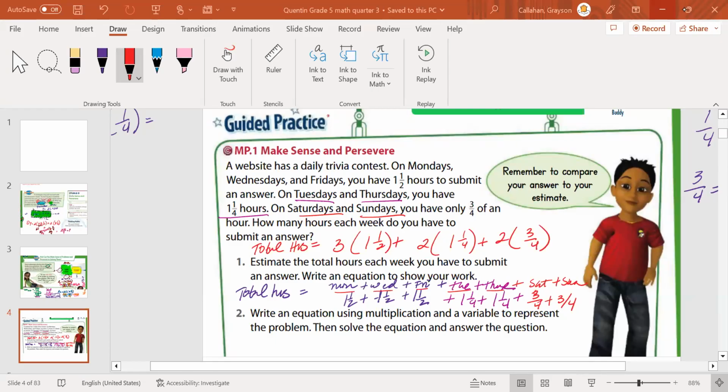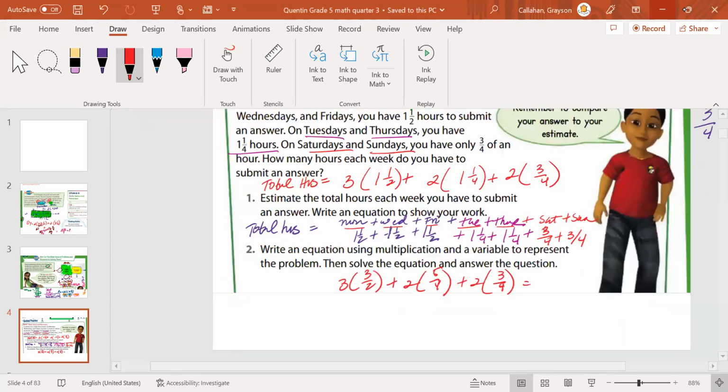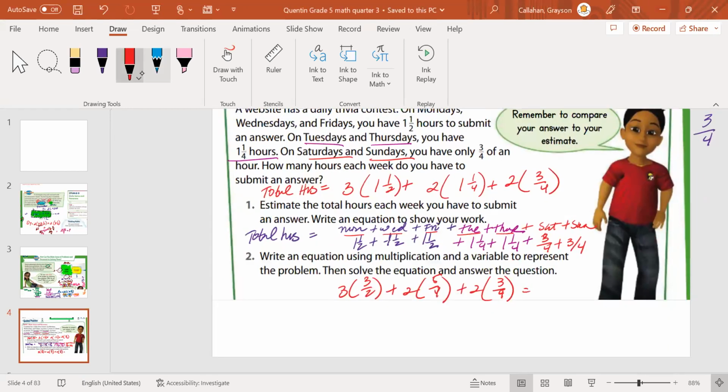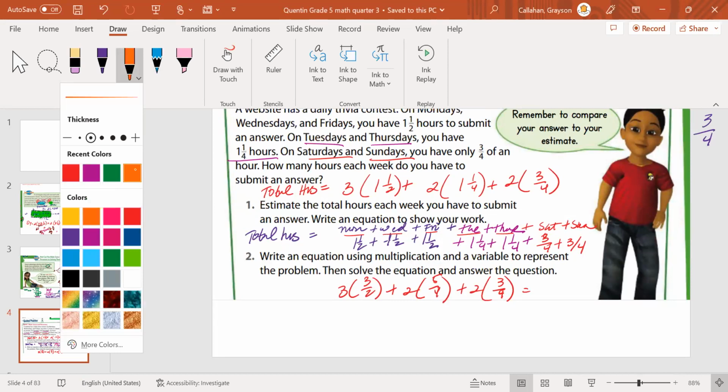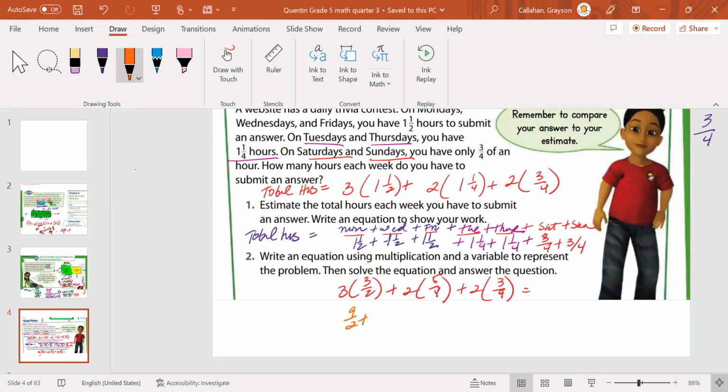All right, so then looking at this right here, let's rewrite this. Okay, so I have 3 times 3/2 plus 2 times 5/4 plus 2 times, well, that's just 3/4, right? So then once I have that, let's go ahead and multiply it out. So 3 times 3 is 9/2, 10/4, 6/4, right? What's your lowest common denominator?